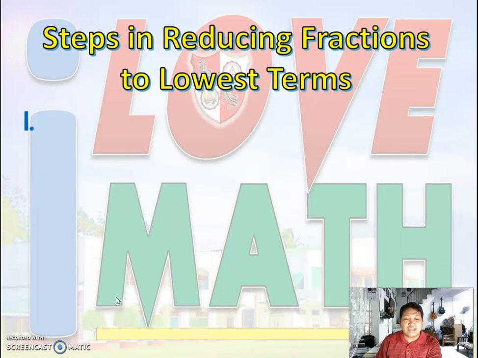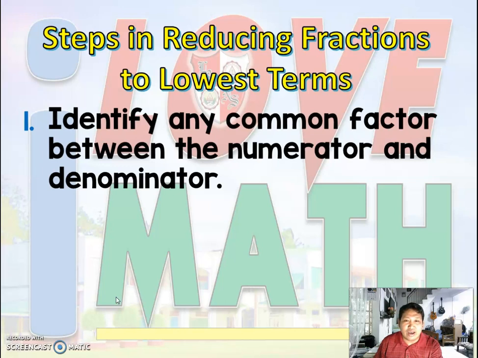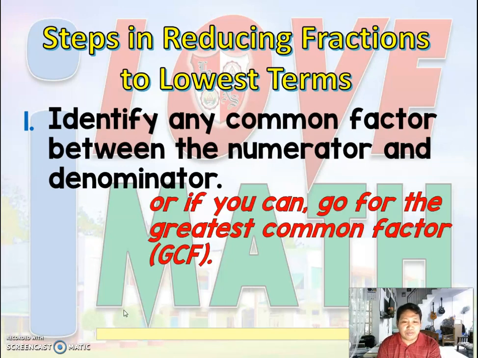Next, let us discuss now on how to reduce fractions to lowest terms. The first step is to identify any common factor between the numerator and the denominator. Or, if you can, go for the greatest common factor. Let's have this example, 30 over 45.